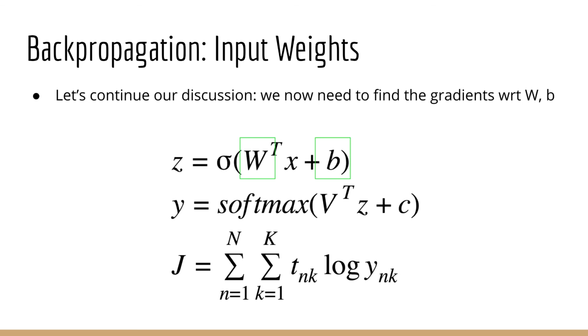Let's recap our neural network equations again, along with our objective. First, we have Z, which is sigma of W transpose X plus B. Then we have Y, which is the softmax of V transpose Z plus C. Then we have our categorical cross-entropy objective.